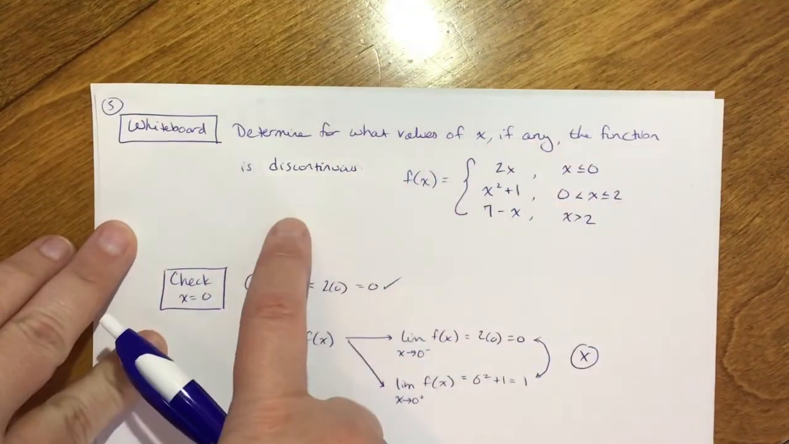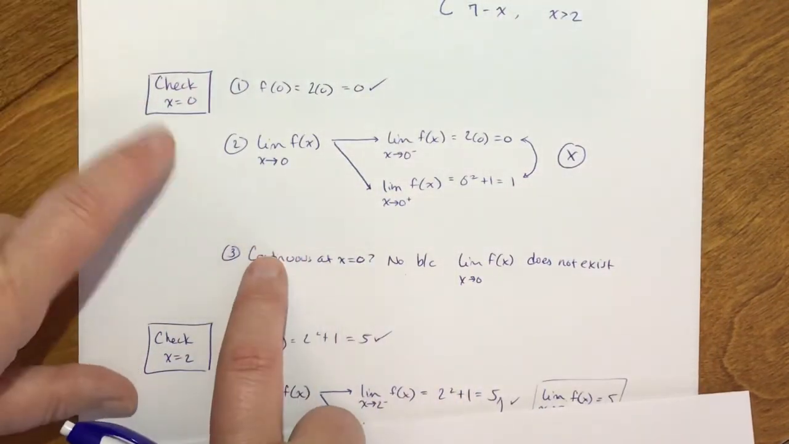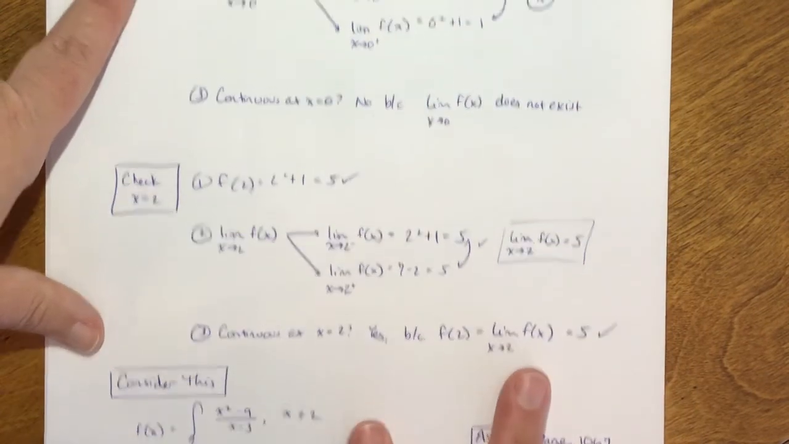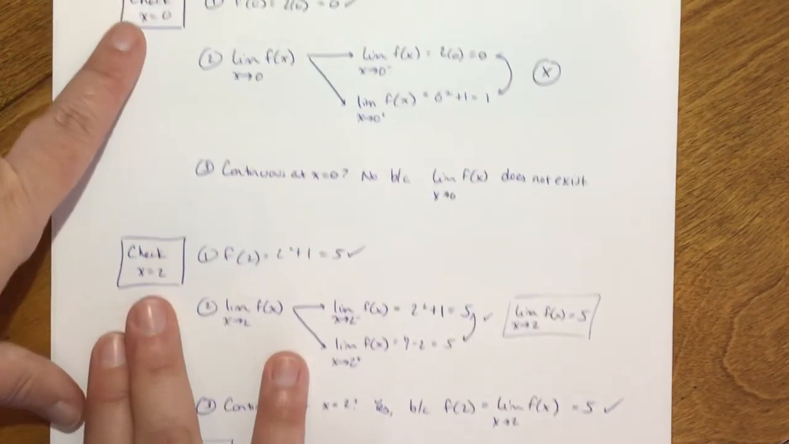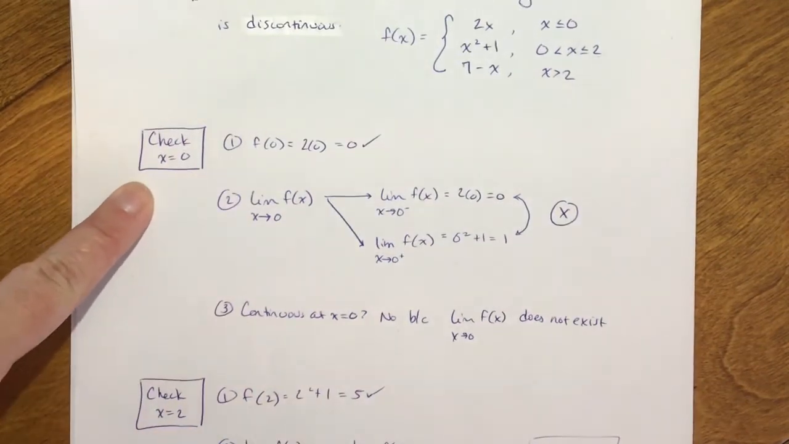x, if any, the function is discontinuous. So what we see is that it was discontinuous right here at x equals 0, but it was continuous at x equals 2. So x equals 2 is not going to be one of the answers because I checked and it was continuous. They want to know where it's discontinuous, so the answer is x equals 0.